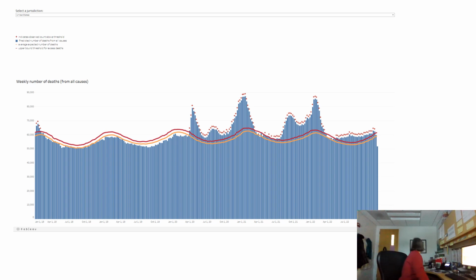Okay, so this is data from the CDC looking at total deaths in the United States, in the entire country, per week. So that's what this is. I know it's hard to read the legend because the graphics are weird. So what we're looking at, each one of these little bars is a week.